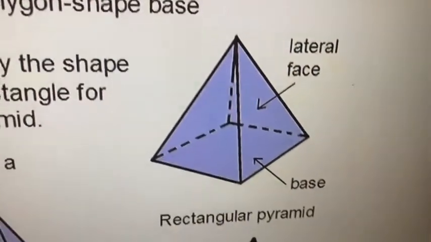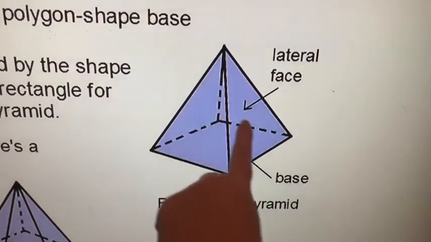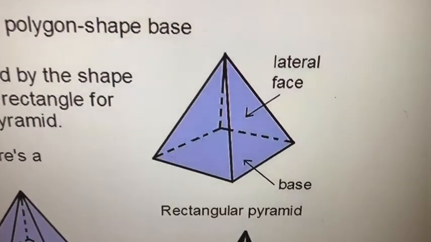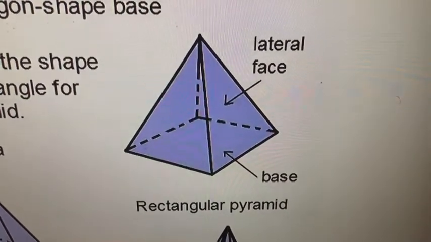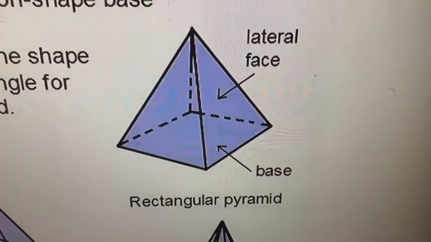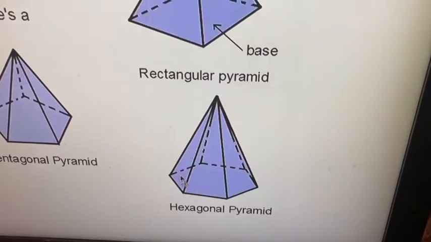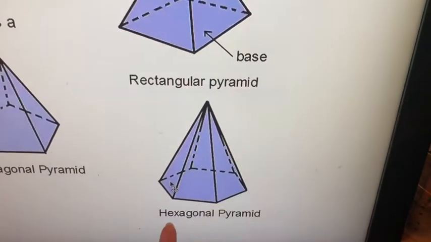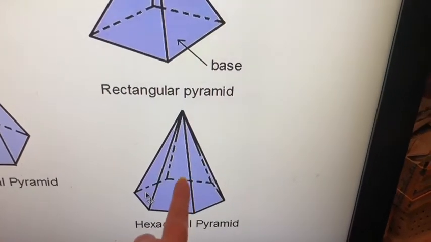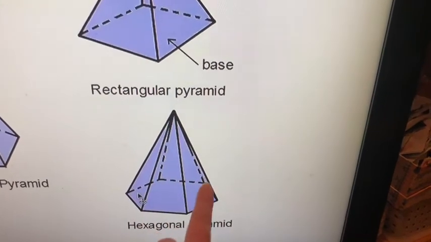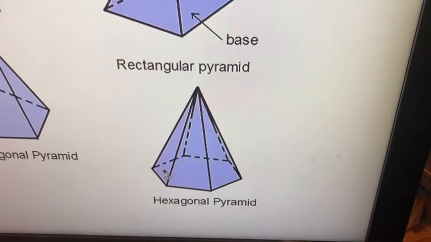And then the base of this one is a square. It sits on a square base. And a square is a special kind of rectangle where all of the sides are the same length. So that's a rectangular pyramid. I've also seen that called a square pyramid. And then here I see the prefix hex, H-E-X, and we know that means 6. So the base of this pyramid is a hexagon with 6 sides. So this is a hexagonal pyramid.